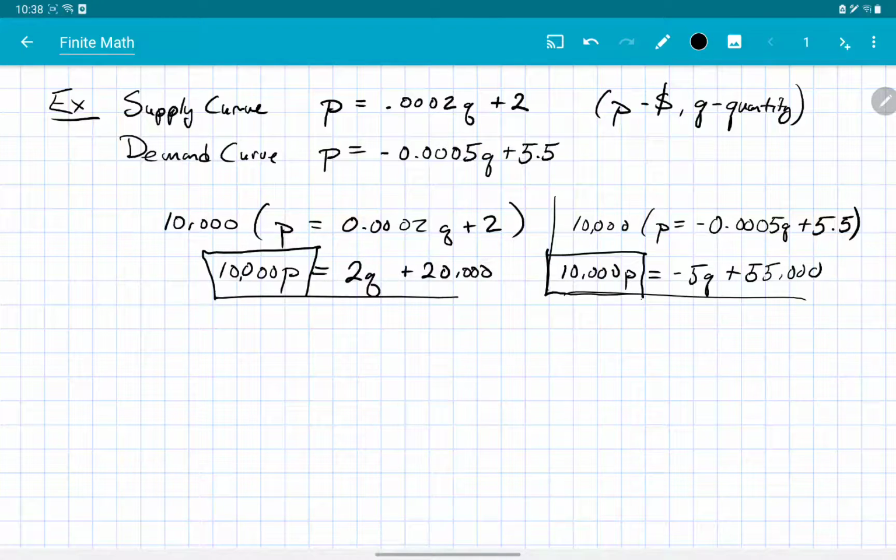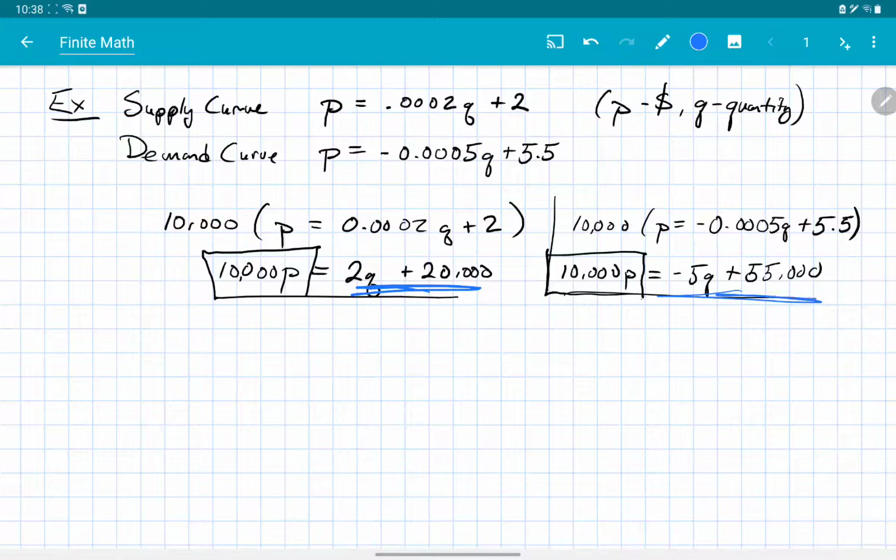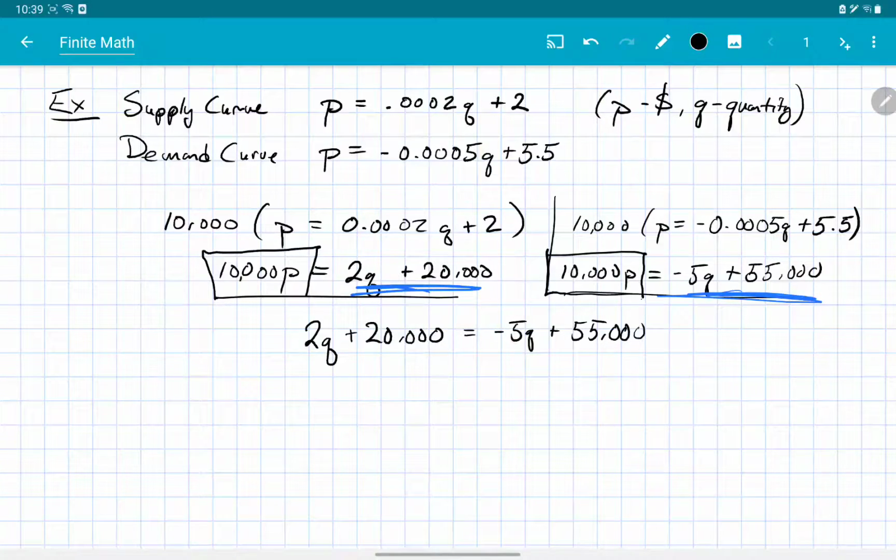So this is more akin to the first example we did where we had y equals and y equals. We can now set the other halves equal to each other and solve for Q because they both have 10,000 P. So that means I can write 2Q plus 20,000 is equal to negative 5Q plus 55,000. Since they're both equal to 10,000 P, I'm kind of doing a substitution right now, and just setting the right-hand sides equal to each other because the left-hand sides are equal to each other.